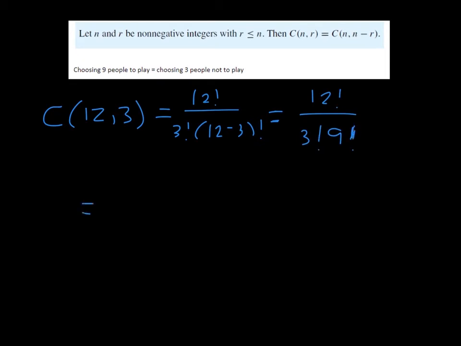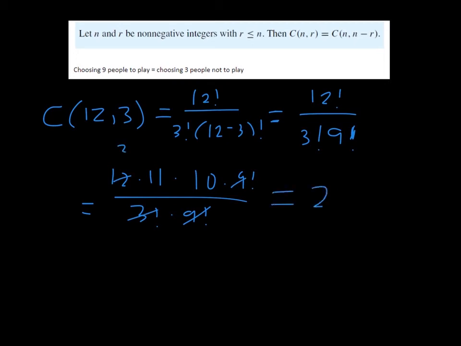So this is going to be 12 times 11 times 10 times 9 factorial over 3 factorial times 9 factorial. The 9 factorials are going to cancel out. 3 factorial is 6, so that'll cancel with 12 and leave 2. And so this is going to give us 220 again, which is the same answer we had before. And that's what this box up here is saying.